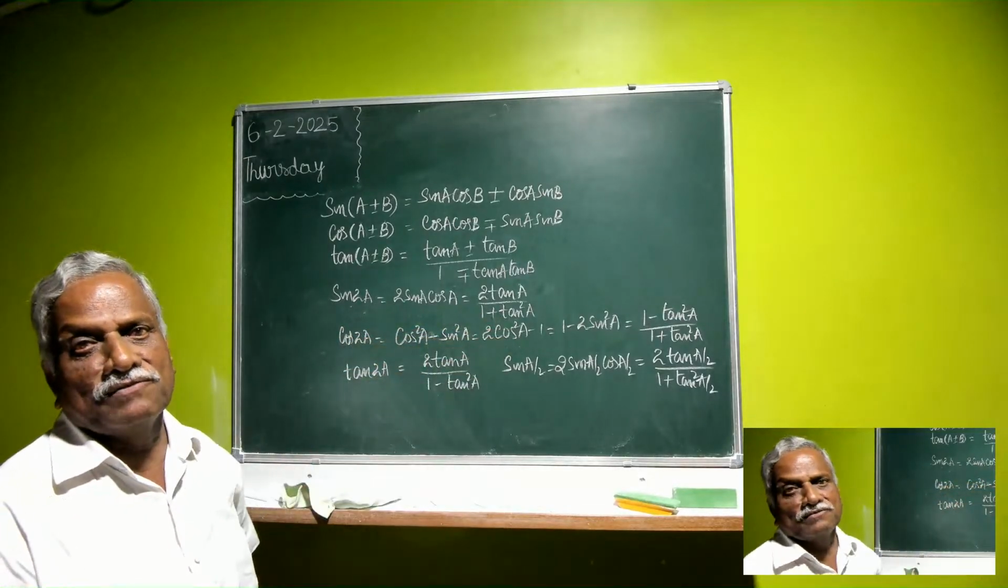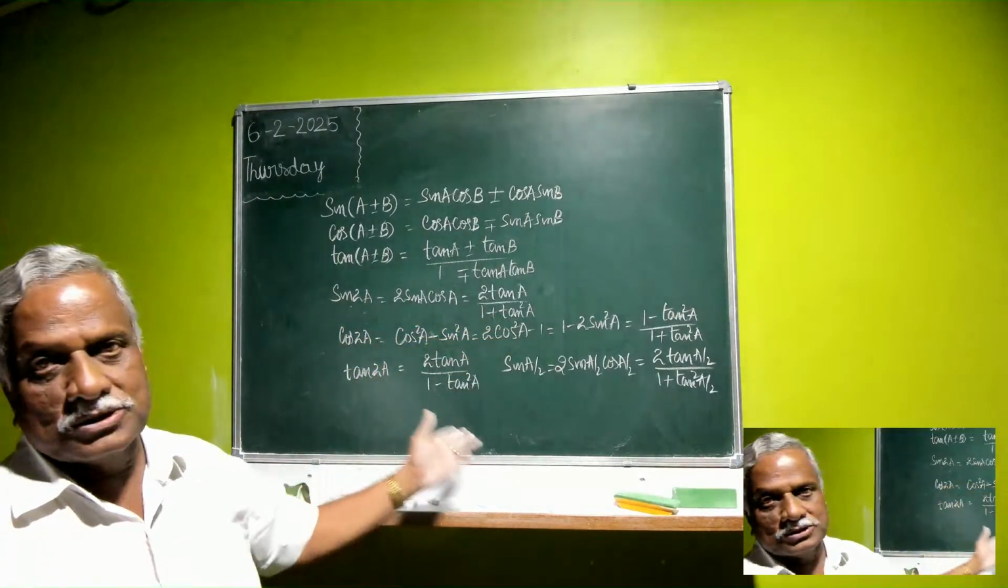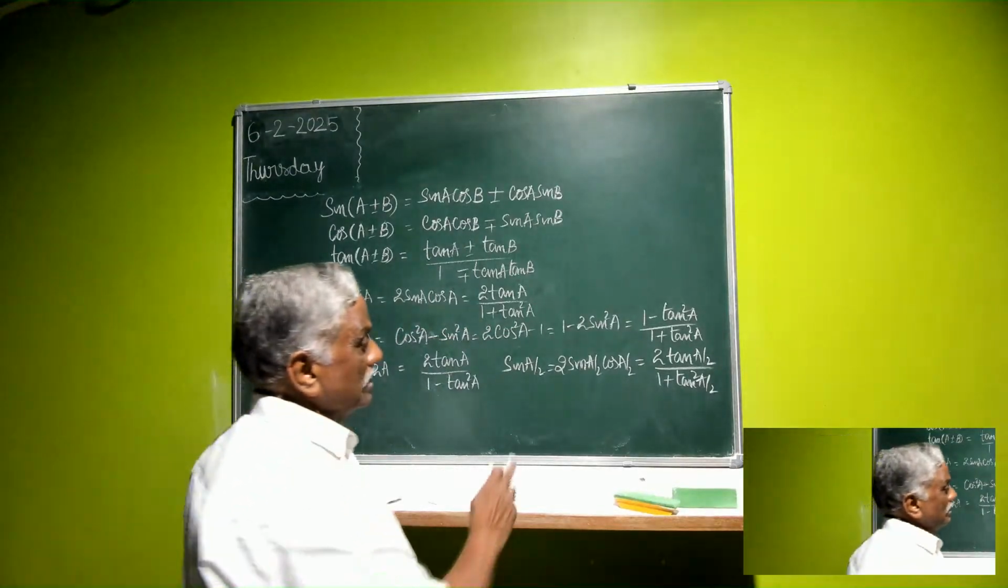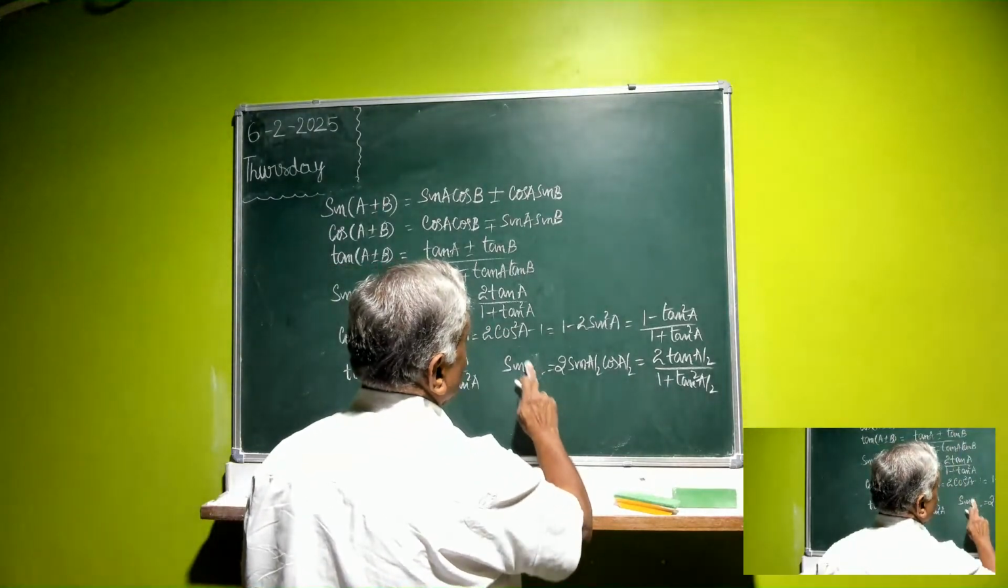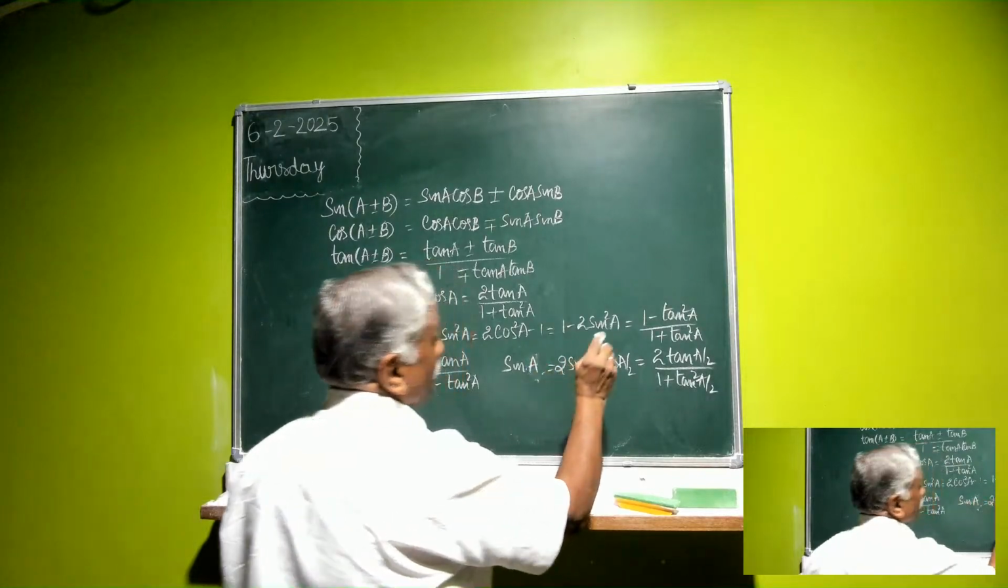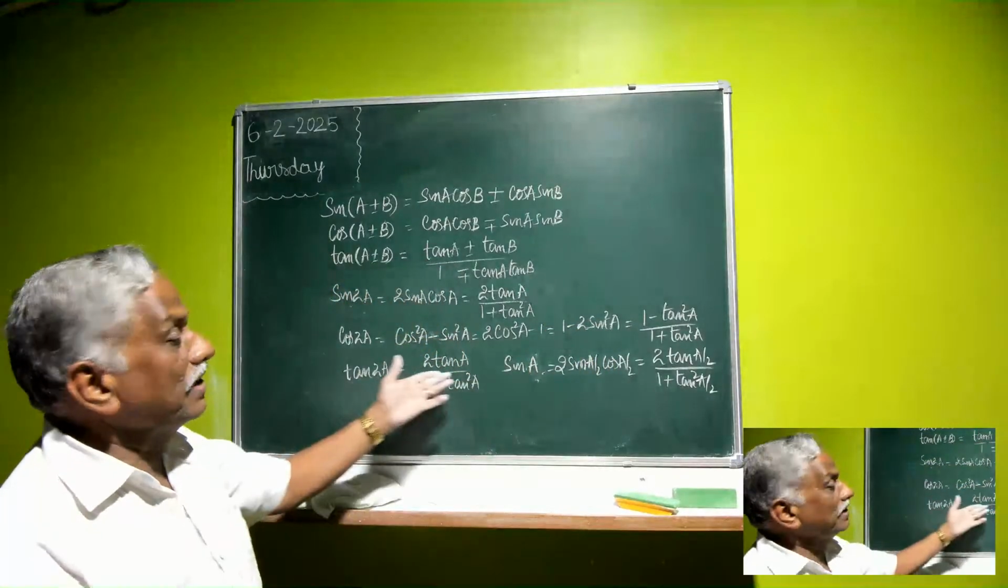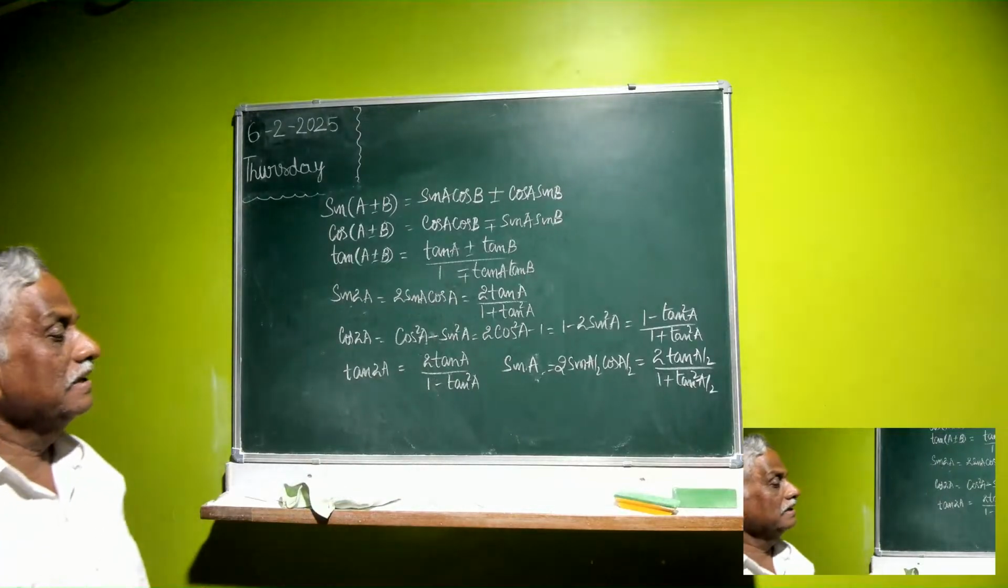Similarly, we can derive the formula for the cos half angle formula. Sorry, this is not sin A by 2; sin A is equal to 2 sin A by 2 cos A by 2, because we are dividing sin 2A by A. Similarly, we can find cos A and tan A.